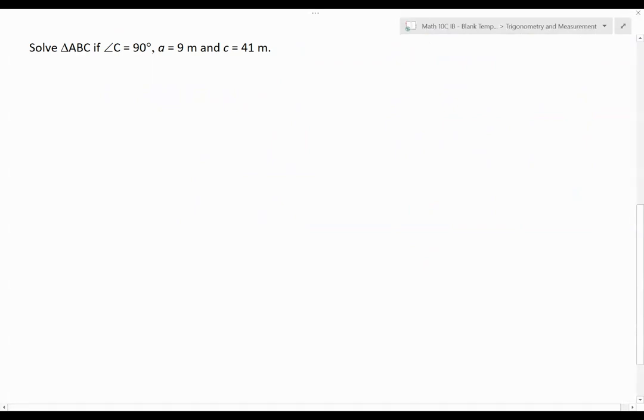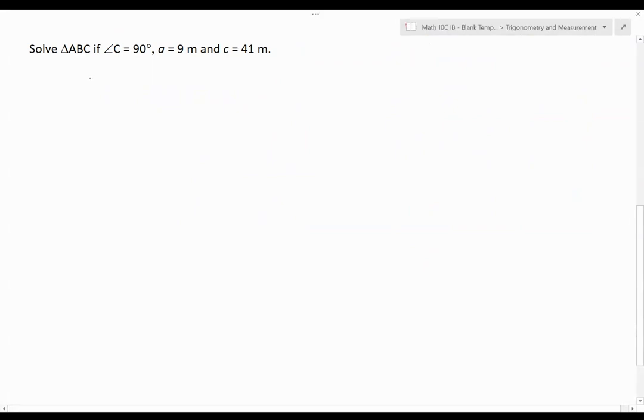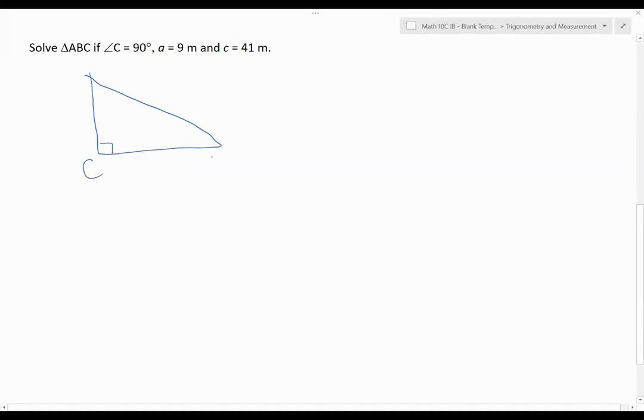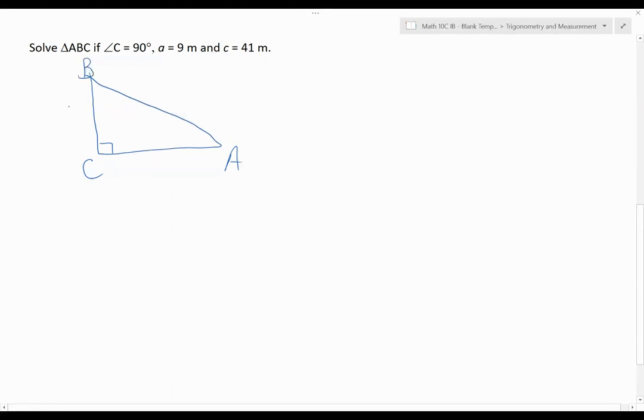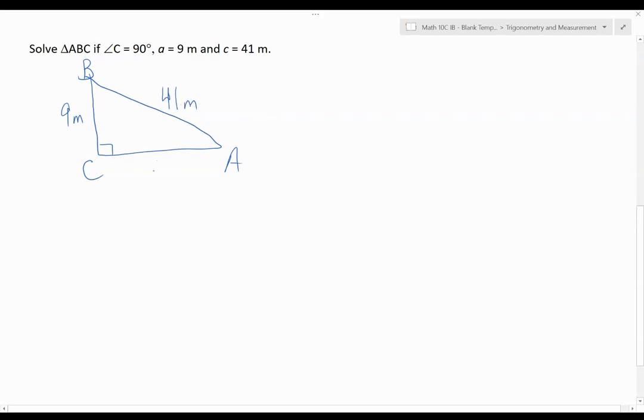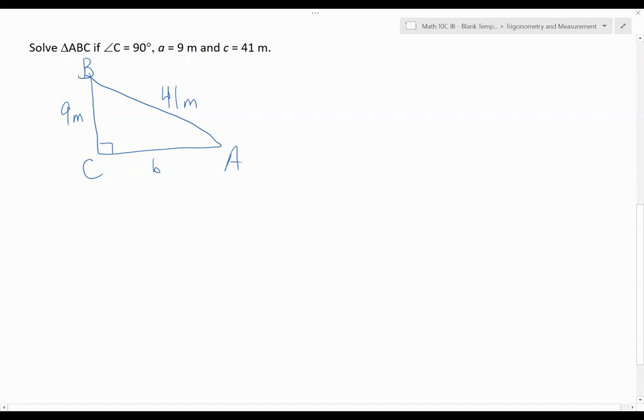All right, so let's go with another right triangle. This time we know that angle C is 90 degrees again. So C is 90 degrees. I know that side a measures 9 meters and side c measures 41 meters. So this time I am missing one side and I'm missing both acute angles.